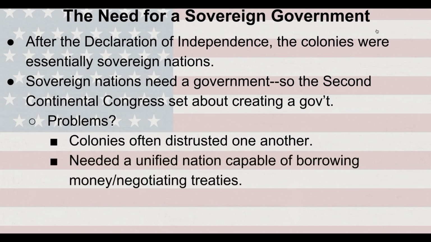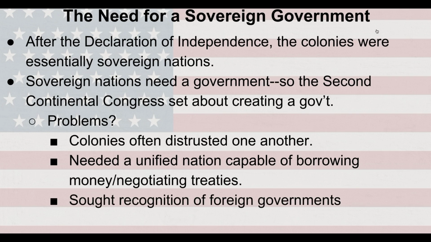There was a need for a unified nation capable of borrowing money and negotiating treaties because, as a new nation, the American colonies are going to need money, and they're also going to need to be recognized by foreign nations, and in order to do so, they will need to negotiate treaties. A unified nation is going to be important for that, but again, the colonies distrust one another.